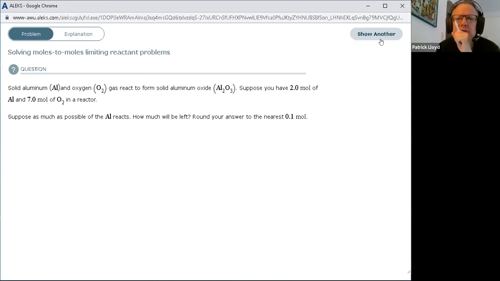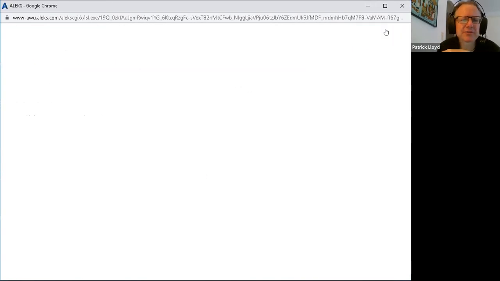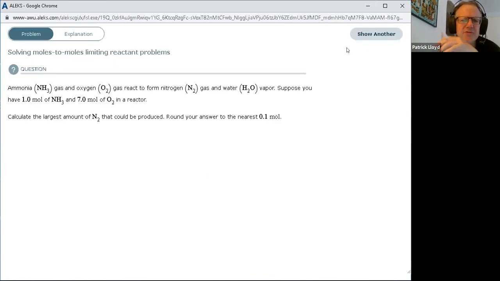Okay, here, let's try this one. This one's interesting because it looks like there are 2 reactants and 2 products, so it's a little more complicated equation. That means we have to balance it. Ammonia, which is NH3, is a gas at room temperature. Oxygen is a gas at room temperature. They react to form nitrogen gas and water vapor. So it looks like everything in this equation is a gas. A vapor is a gas.